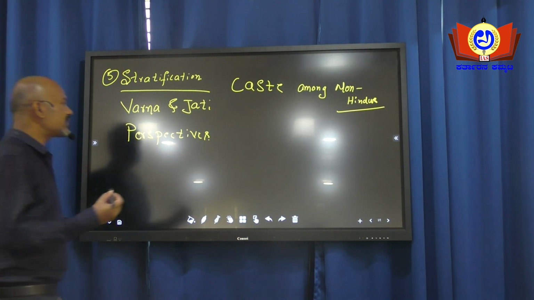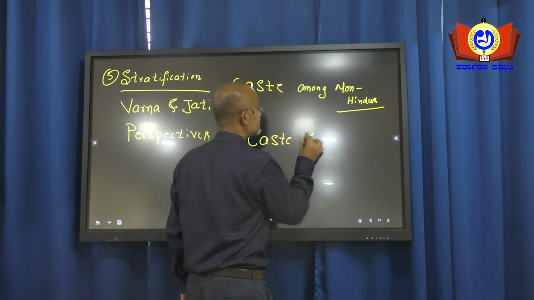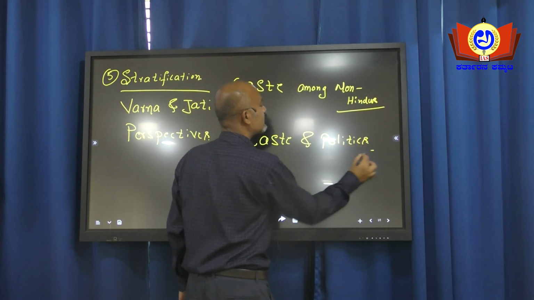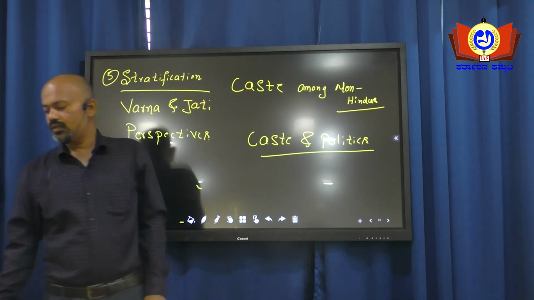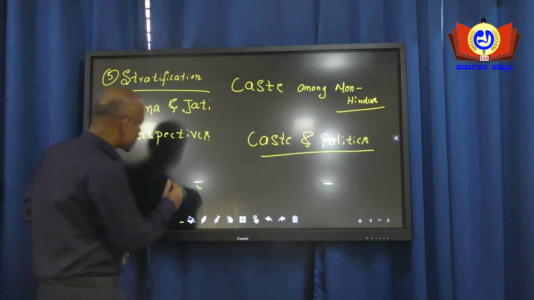caste and politics, the relation between caste and politics. See, caste and politics are very much related, you people know that. Okay. But we will not go into detail now, we will go in detail in class, because it takes too much time. Caste and politics, because voting behavior, okay, caste and politics is very high. Next, the concept of dominant caste.